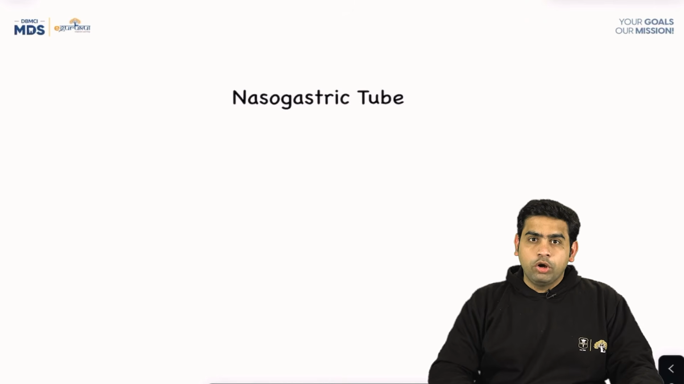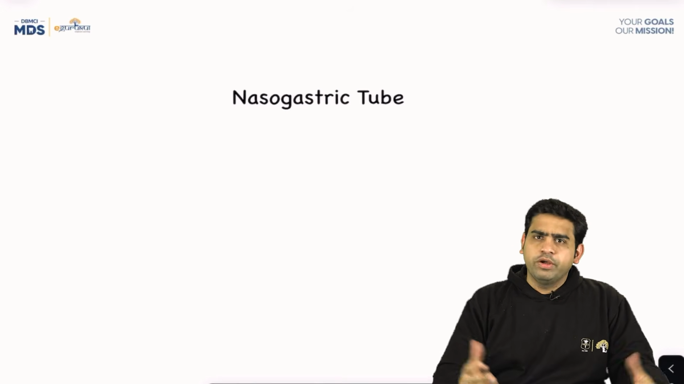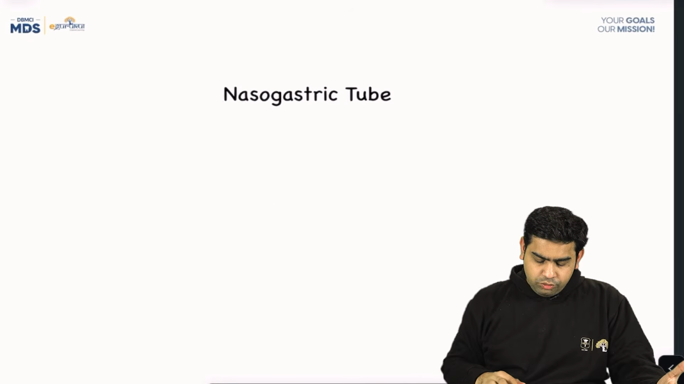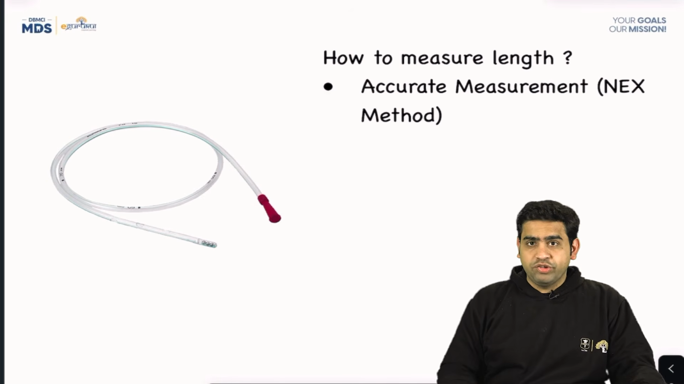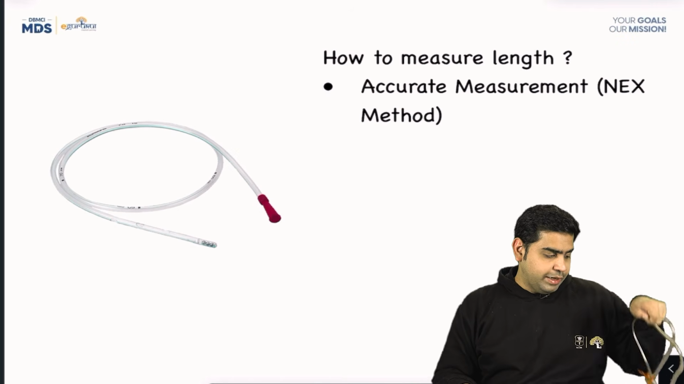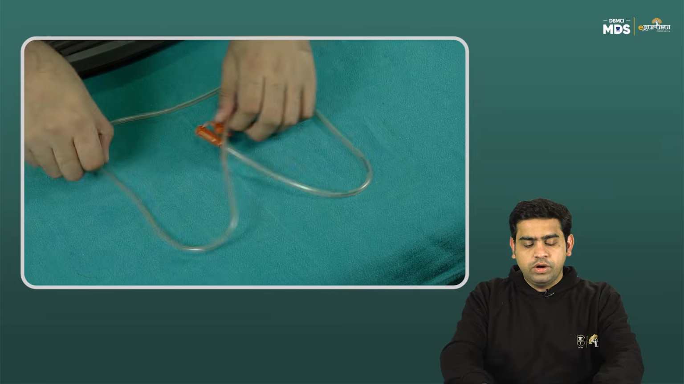Now we are going to talk about the nasogastric tube. If I ask you, first of all, how does this particular thing look like? It is just a tube. That is what a nasogastric tube is. You are able to see it on your screens. So let's see in real life how exactly it looks like. Okay, so this is what a nasogastric tube is.